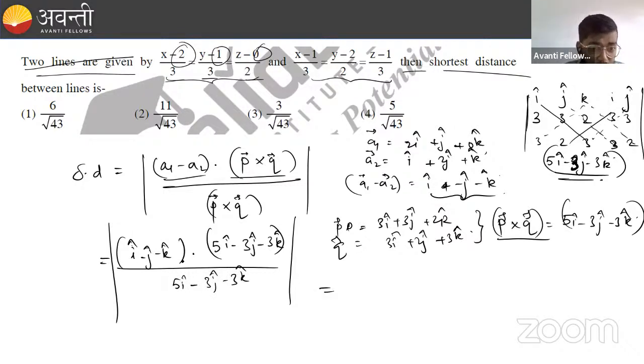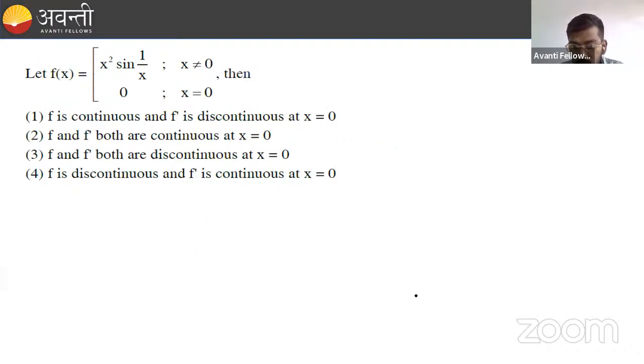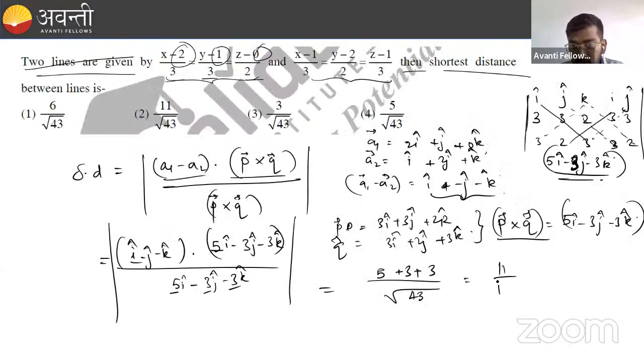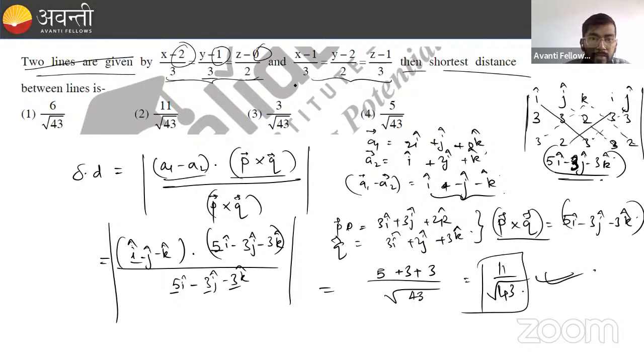So here what do we get is 5 ones are 5. So I get 5 plus 3 plus 3 upon under root of this becomes 25, this is 9, 9. So this becomes 11 by under root of 43. So this is the answer. So the shortest distance between these two lines represented by these two vector line equations is 11 by root 43.